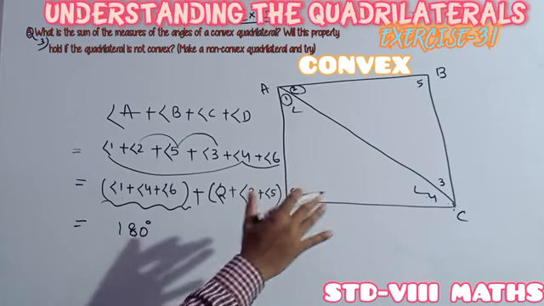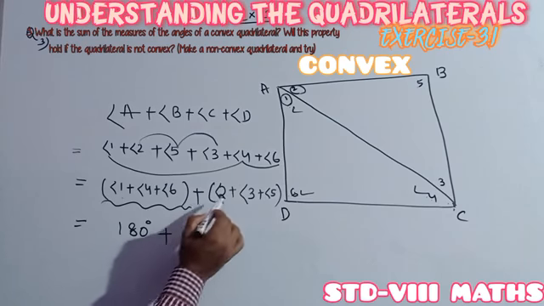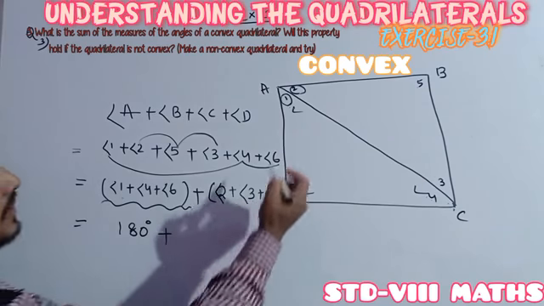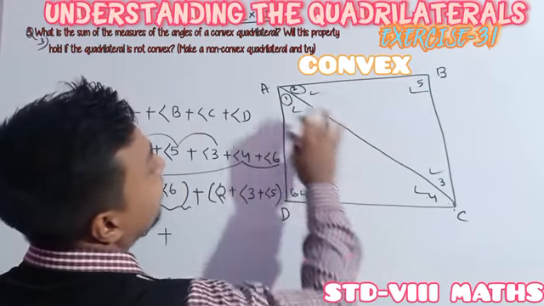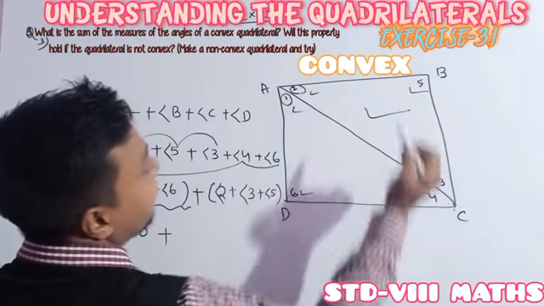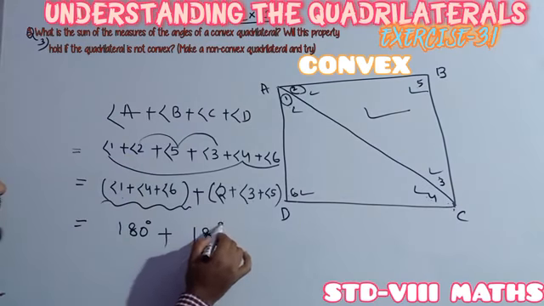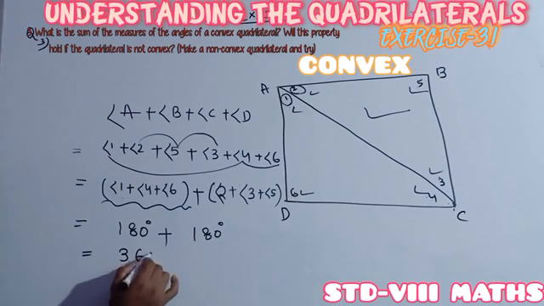In the triangle ACD, angle 1, angle 4 and angle 6 are the 3 interior angles. In the likewise manner, angle 2, angle 3 and angle 5 are also the 3 interior angles of the triangle ABC. So their sum is equal to 180 degrees. So in total it will be 360 degrees. Understood or not understood? Perfectly understood.